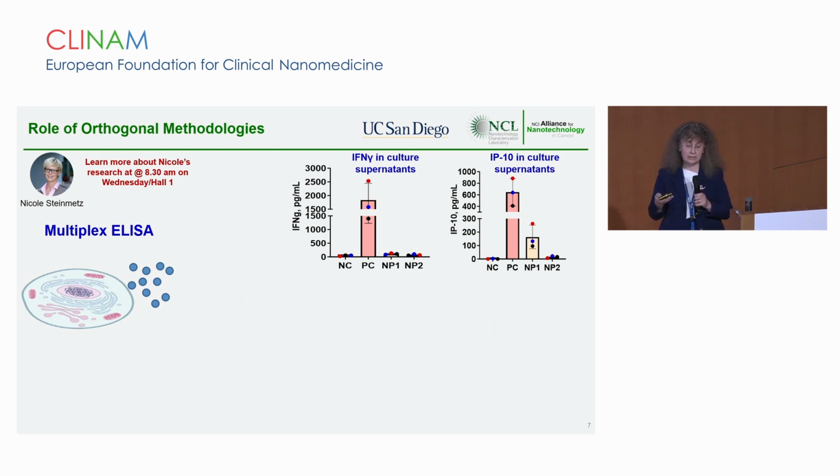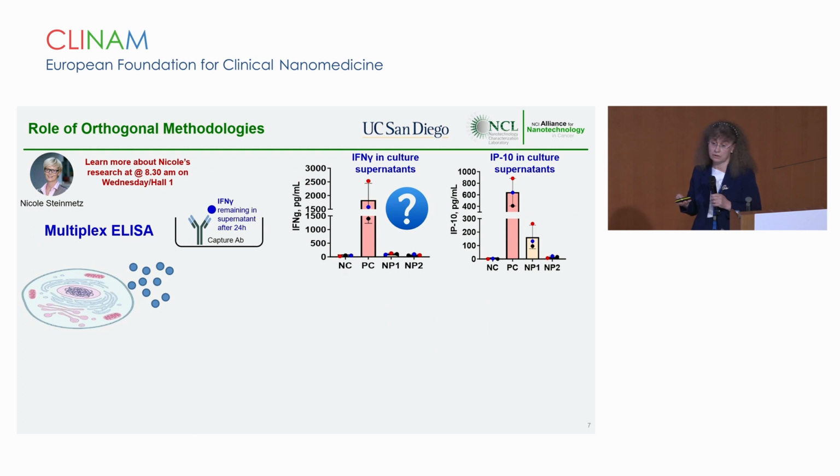Then we conducted a study for Nicole. We looked at cytokines in response to her particles, and we noticed that one of them induces IP10. IP10 stands for interferon gamma inducible protein, but we don't see interferon gamma. Why is that? To answer this question, we had to look at the principle of underlying methodology that we are using. Then we use ELISA.